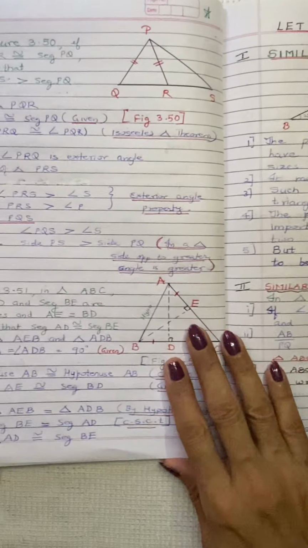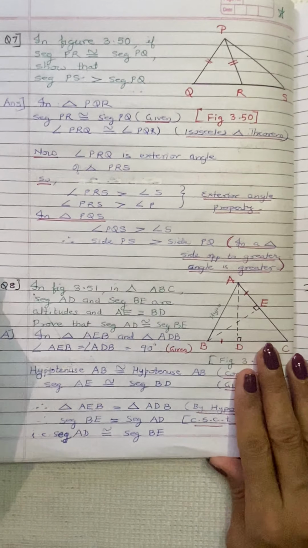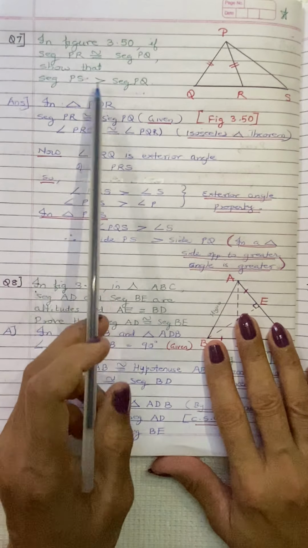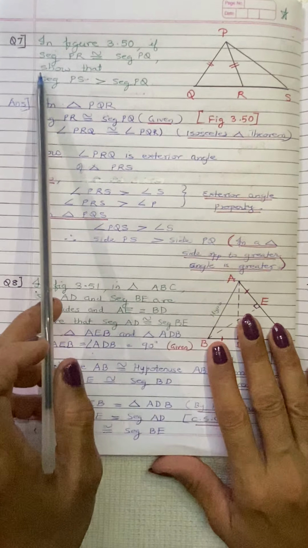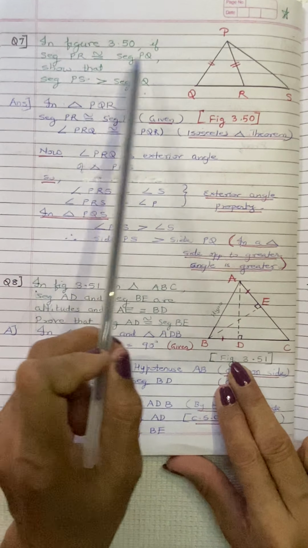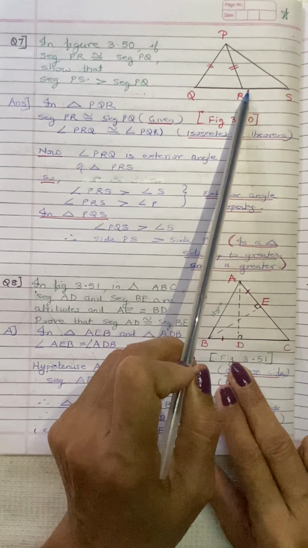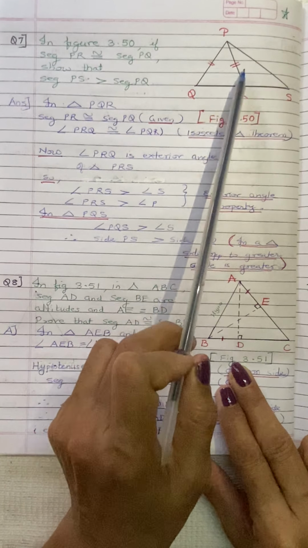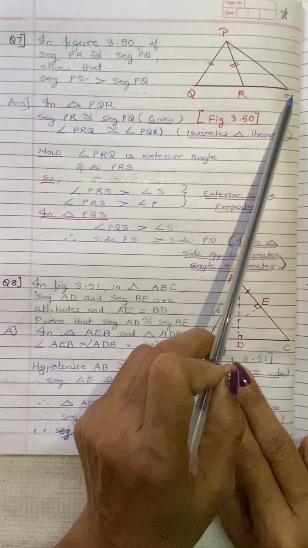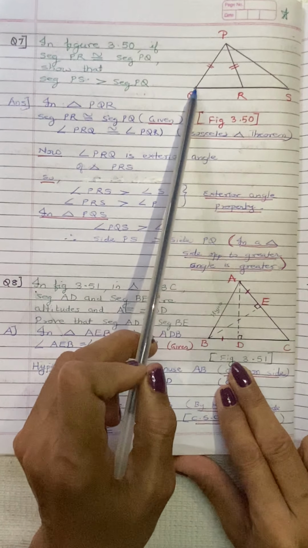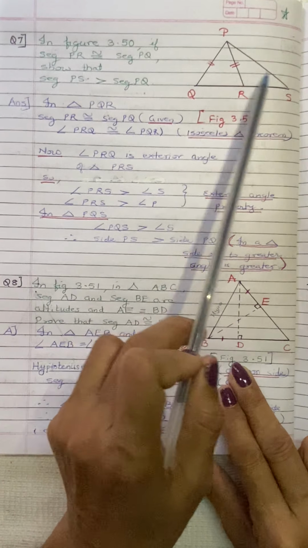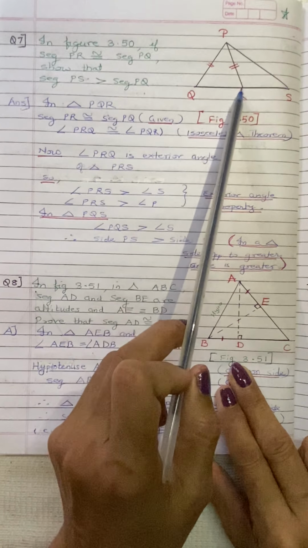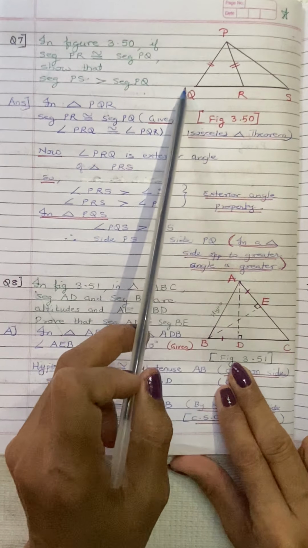Let's come to question number 7. In figure 3.50, segment PR is congruent to segment PQ. Show that PS is greater than PQ. In triangle PQR, segment PR is congruent to segment PQ, given.